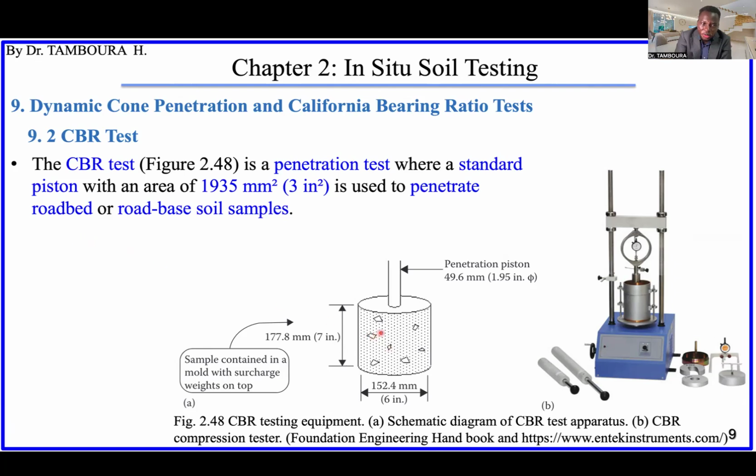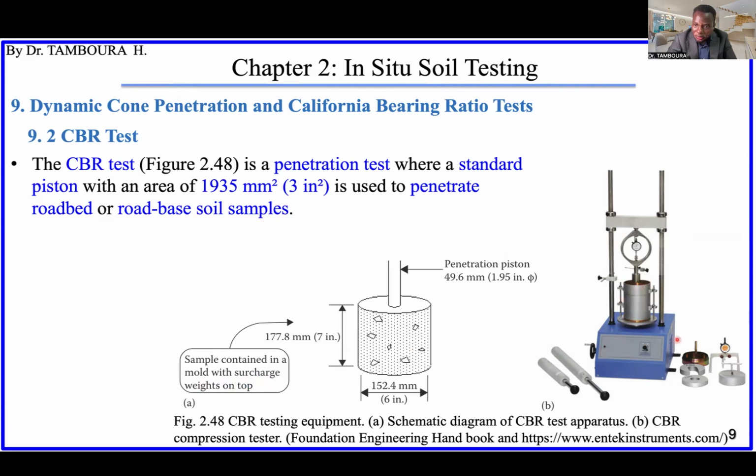This soil sample is from road bed or road base. Soil sample means after establishing your road base or the subgrade, you take a soil sample from that road base and you put it in this mold. As you can see here, the sample is contained in the mold with a surcharge weight on top.